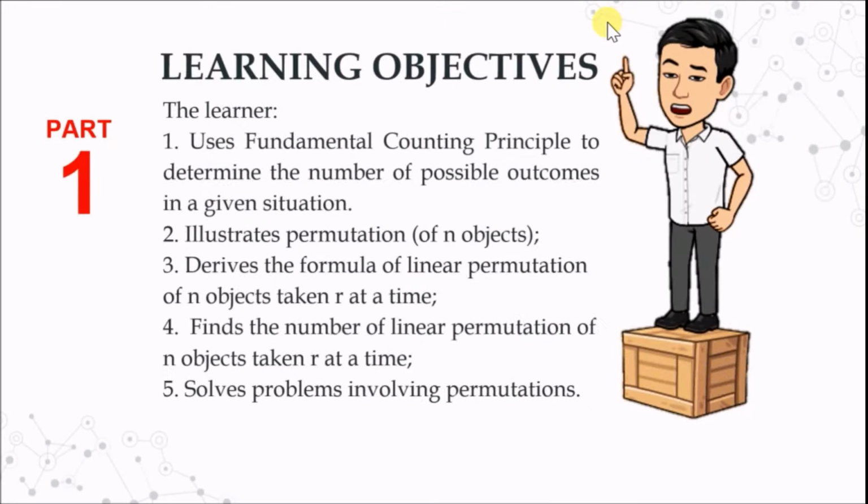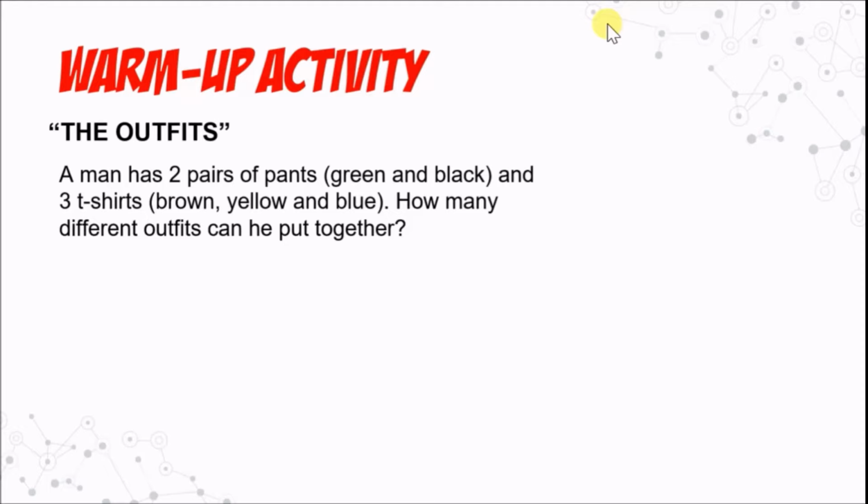Our learning objectives are: we are going to use the fundamental counting principle to determine the number of possible outcomes in a given situation. We are going to illustrate permutation of n objects and then derive the formula of linear permutation of n objects taken r at a time. We are also finding the linear permutation of n objects taken r at a time, and we are going to solve problems involving permutation. We will start with this warm-up activity.